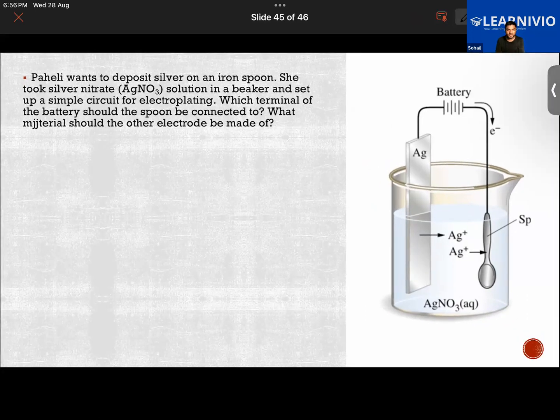Yes, Khadija, do one thing, read the question. Paheli wants to deposit silver on an iron spoon. She took silver nitrate solution in a beaker and set up a simple circuit for electroplating. Which terminal of the battery should the spoon be connected to? What material should the other electrode be?